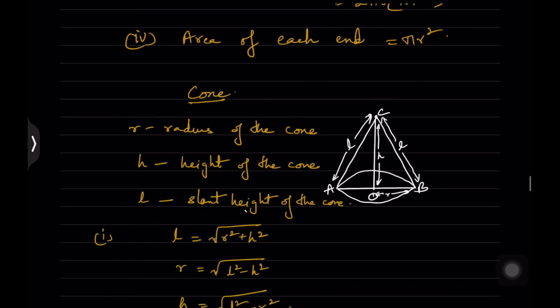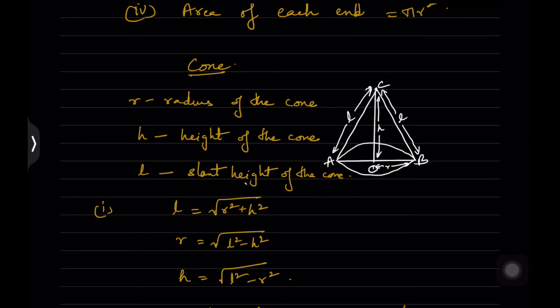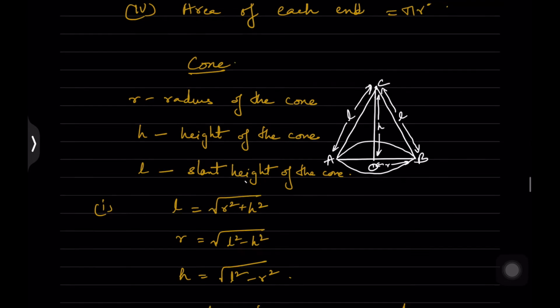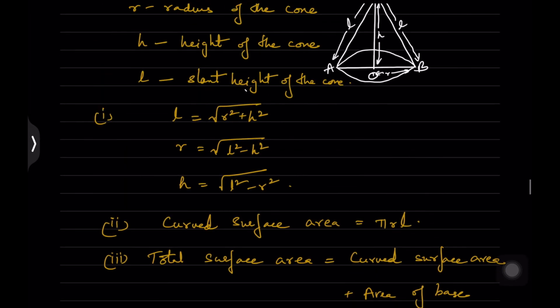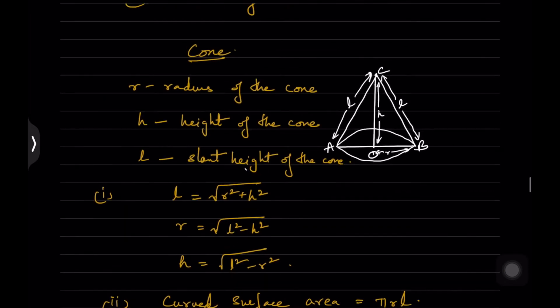Next we have the cone. So r is the radius of the cone, h is the height of the cone, L is the slant height of the cone. Then we have different formulas. L is the slant height, but I am just writing it here first. L is equal to root of r square plus h square, because it forms a right angle triangle over there. You can see that OBC is a right angle triangle. So from that you can get L is equal to root of r square plus h square. And if L and h are given, how to find r? r is equal to root of L square minus h square.